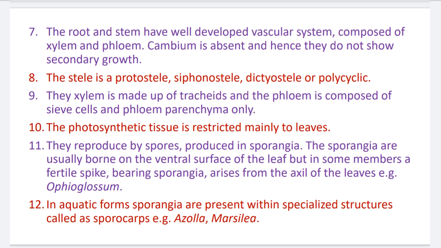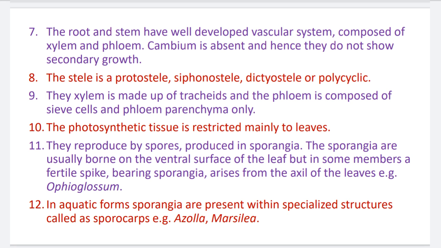Number 9. The xylem is made up of tracheids. Tracheid is one of the elements of xylem, and the phloem is composed of sieve cells and phloem parenchyma only. In the case of xylem, its element is the tracheid, and in the case of phloem, two elements are present: sieve cells or sieve tubes and phloem parenchyma. Number 10. The photosynthetic tissue is restricted mainly to leaves. So in pteridophytes, the main photosynthetic organs are the leaves, and they carry out photosynthesis.